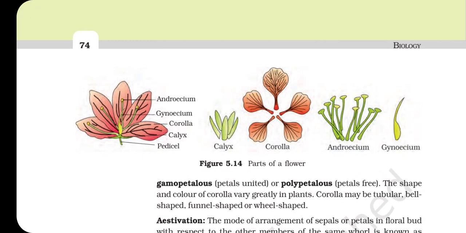Shape and color of corolla vary greatly in plants. Corolla may be tubular, bell-shaped, funnel-shaped, or wheel-shaped.